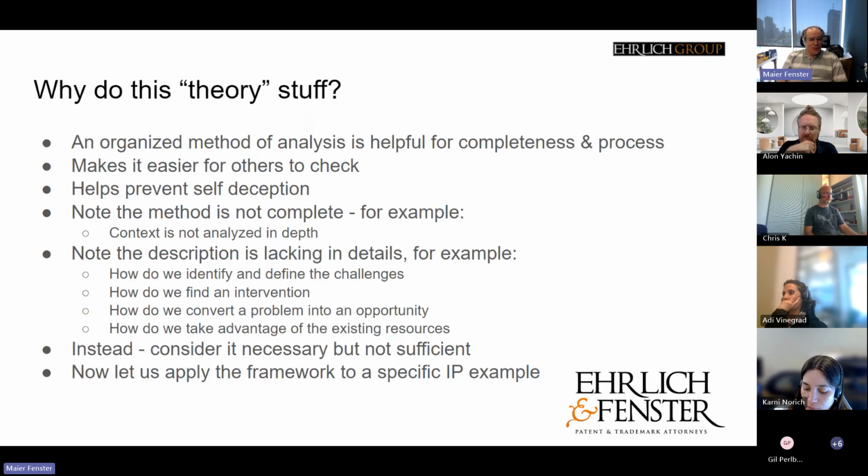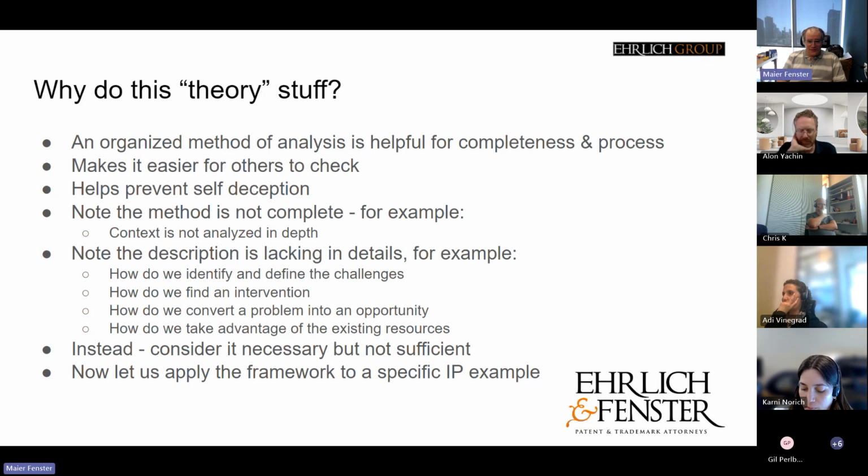So let's remind again why we're going to talk about theory. When you have an organized process, it's easier to make sure that you crossed all your T's and dotted all your I's. It helps you deal with the blank page syndrome. You don't know what to do. Theories are much easier for other people to check than just the end result. If you have to write a theory and explain how things interact and how they affect each other, you're less likely to apply self-deception, or maybe apply less.